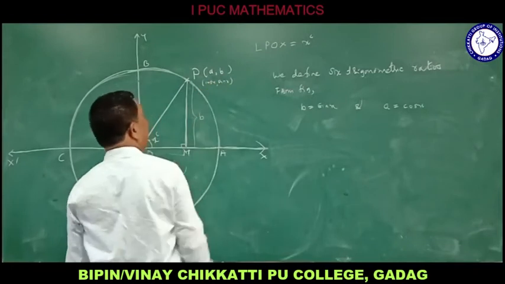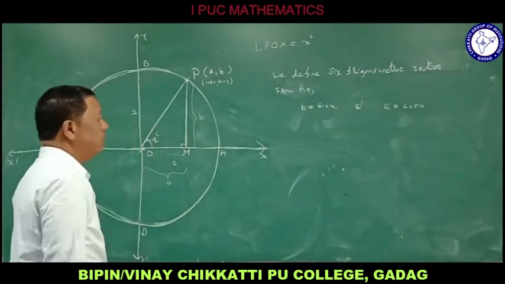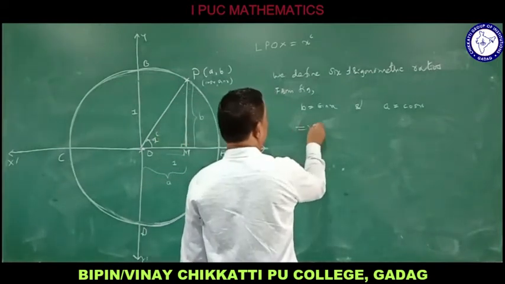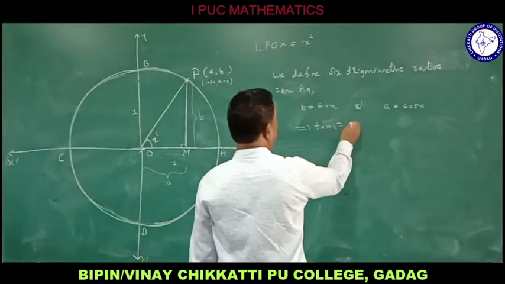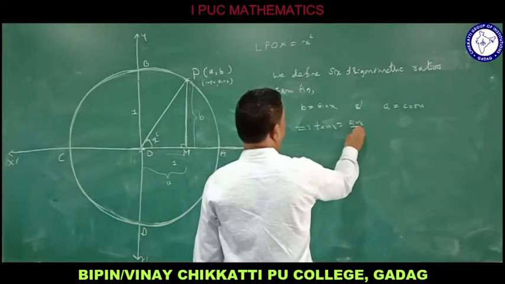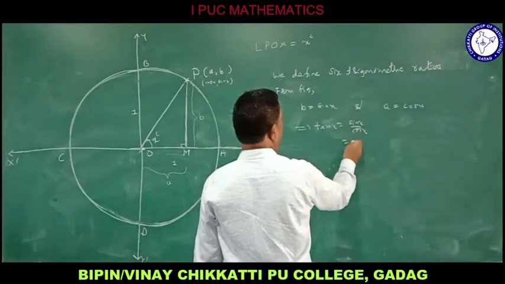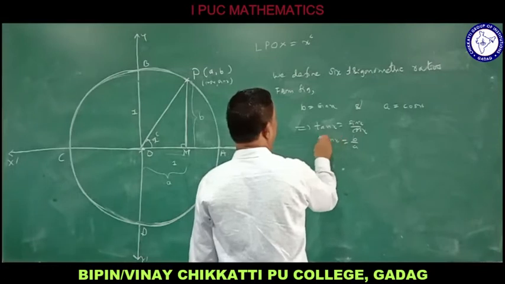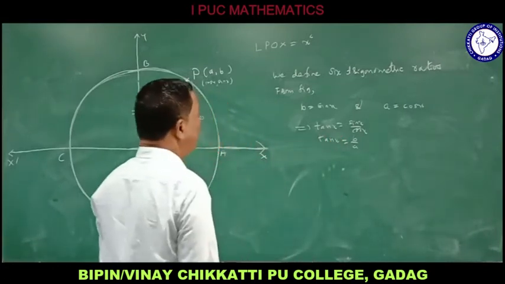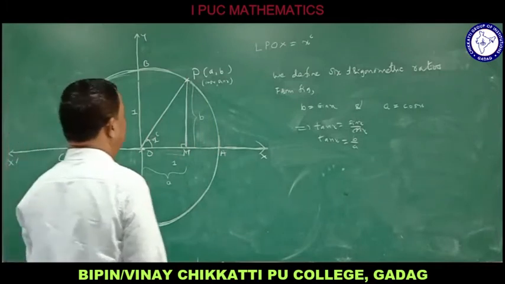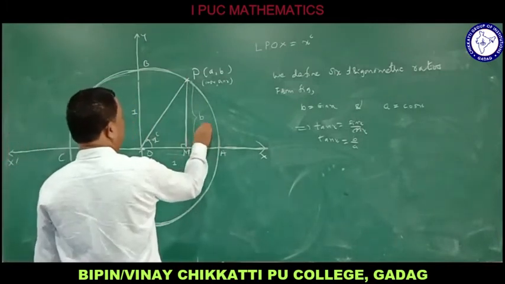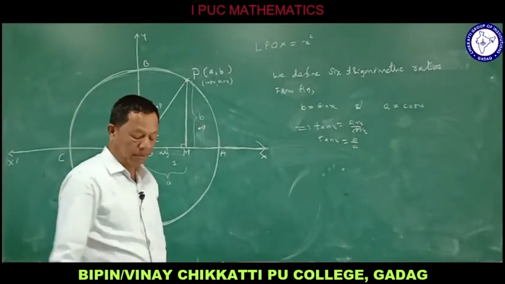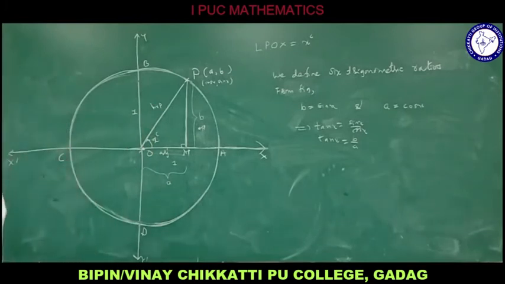So now you have to understand that tan x is nothing but sin x by cos x. You know this, and sin x is b, cos x is a. So tan x is b by a. That is nothing but opposite side divided by adjacent side. You know this is the opposite side, this is the hypotenuse, and this is the adjacent side. So here we understand tan x is equal to b by a.